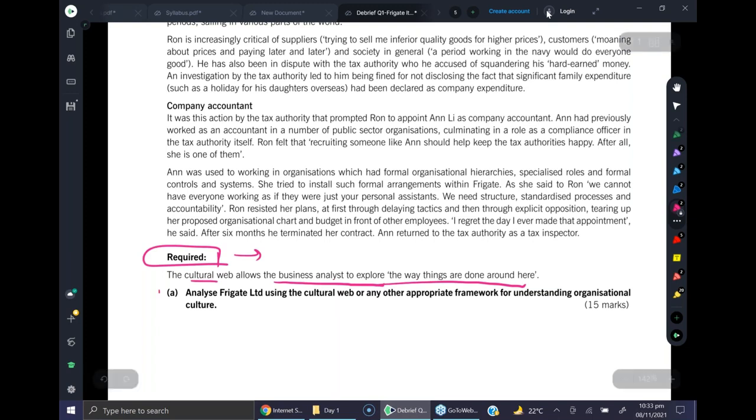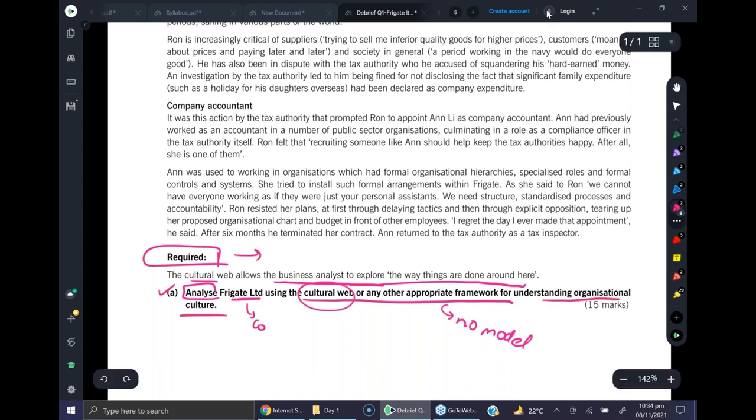Analyze the Frigate Limited. This is the name of the company. So analyze Frigate Limited using culture web or any other appropriate framework, which can also mean no framework or no model in SBL. It's okay not to use models as long as you're able to discuss the different elements and points. But I might be using culture web model just for quick revision, maybe. So analyze company Frigate Limited using this model or maybe without model for understanding organizational culture.